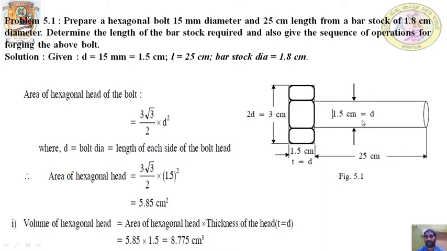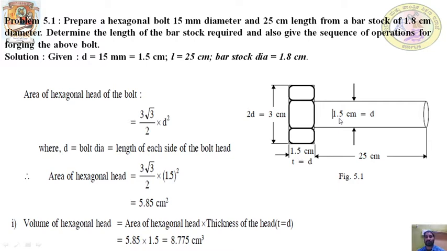The diameter of the shank is 1.5 centimeter, and the diameter of the bolt head is 2 times the diameter of the shank, 2d, that is 2 times d is 3 centimeter. Here t, the thickness, equals the diameter, it is given. Sometimes it may differ, the thickness is usually 0.9d, but in this problem it is given as d equals t, that means thickness equals the diameter of the shank.